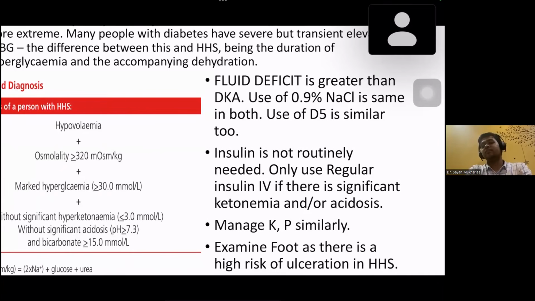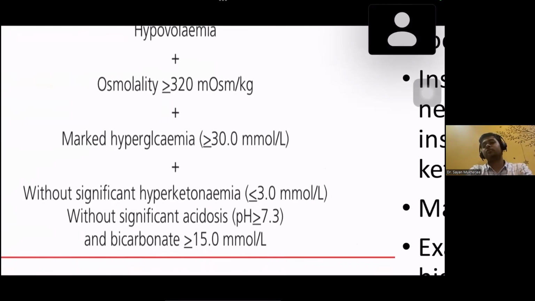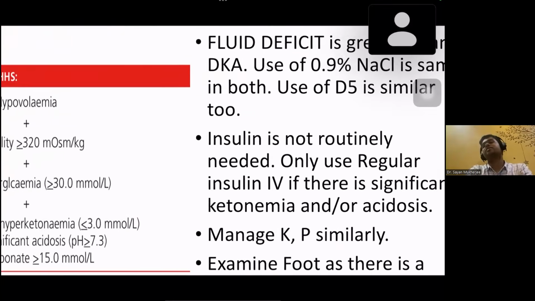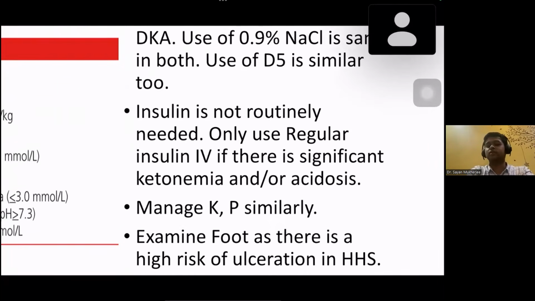Now you can give insulin under certain conditions where there is a significant ketonemia. Without significant ketonemia, it says it's less than 3 millimoles per liter. If for some reason there is a coexistent condition and you see the ketones are more than 3, only in that situation will you use insulin, but routinely there is no role for insulin.